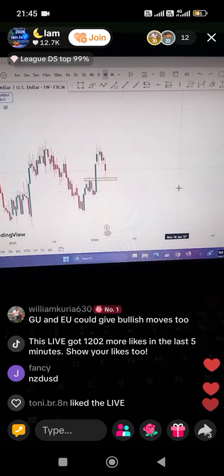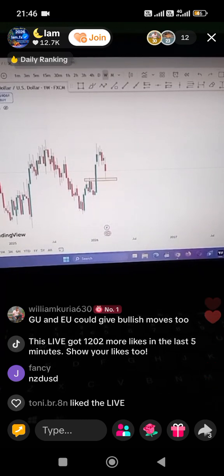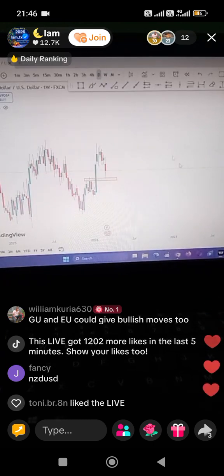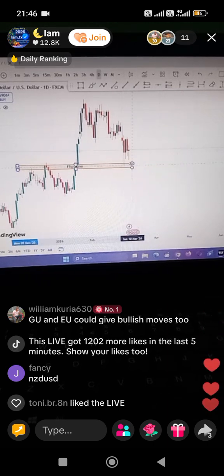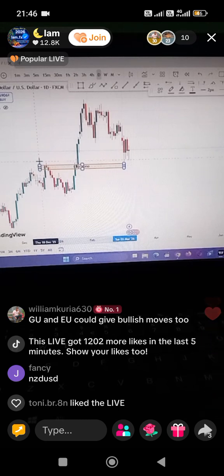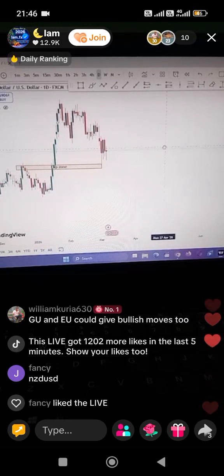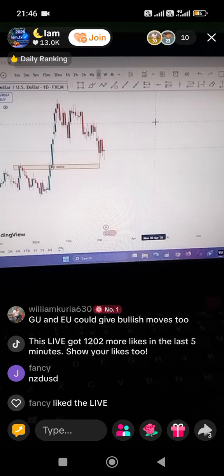This is what I'm seeing on the daily time frame. On the weekly time frame, last week, it seems like the sellers won. So this is a flip zone. I remember I said a flip zone is where a supply changes to a demand, or a demand changes to a supply, or in simple terms, a resistance zone becomes a support zone, and vice versa. For example, this was a resistance zone, and now price is bouncing here, and buyers are trying to buy this market.